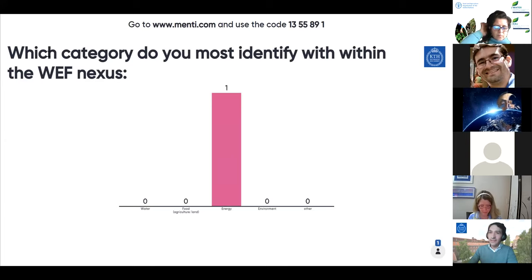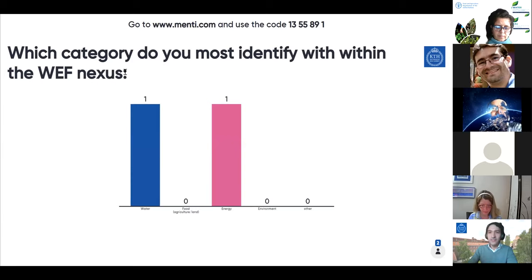So the first question is, in which category do you most identify with within the WEF Nexus? So some of you might be working with the Nexus, I imagine, but what is your, if you have one, what is your primary expertise?